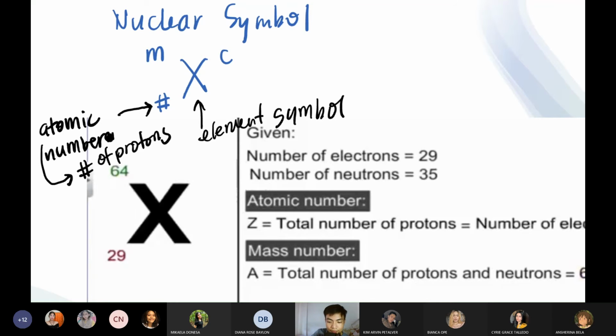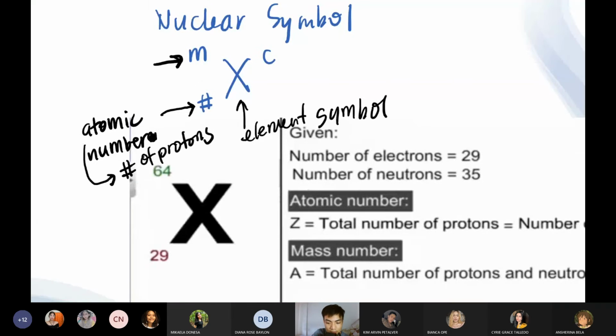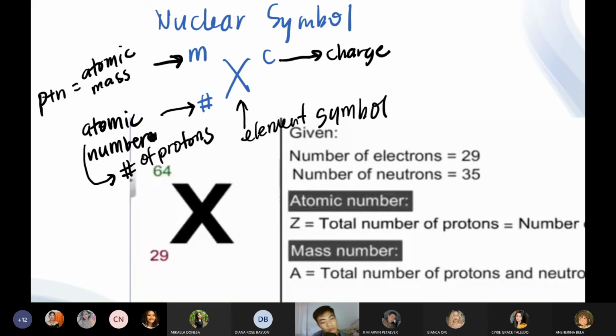Okay, so the number at the top left is also called the atomic mass. So what is the atomic mass made of? It's the number of protons plus neutrons. When you add the number of protons and the number of neutrons, you will get your atomic mass. And then the number at the top right side of your symbol, this C, is the charge. The charge could be positive, negative, or zero. Depending on the number of protons and the number of electrons, you will have a corresponding charge for that.